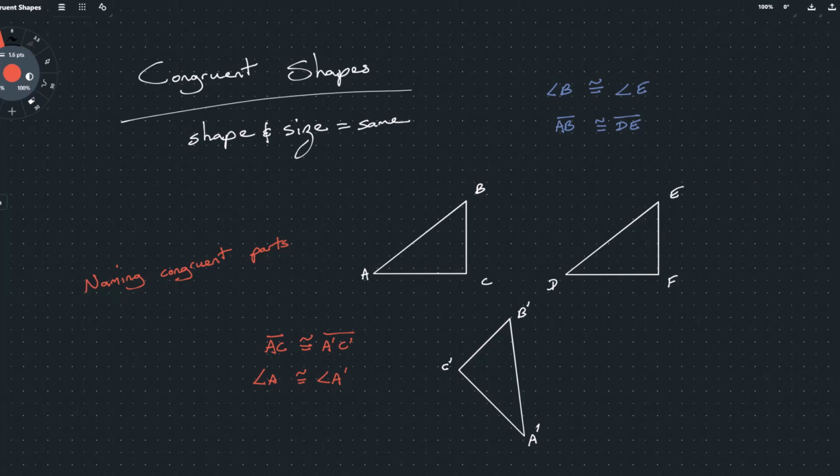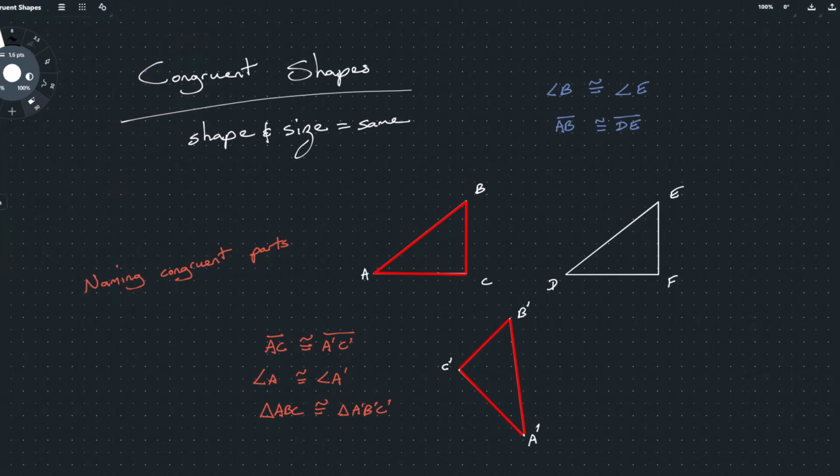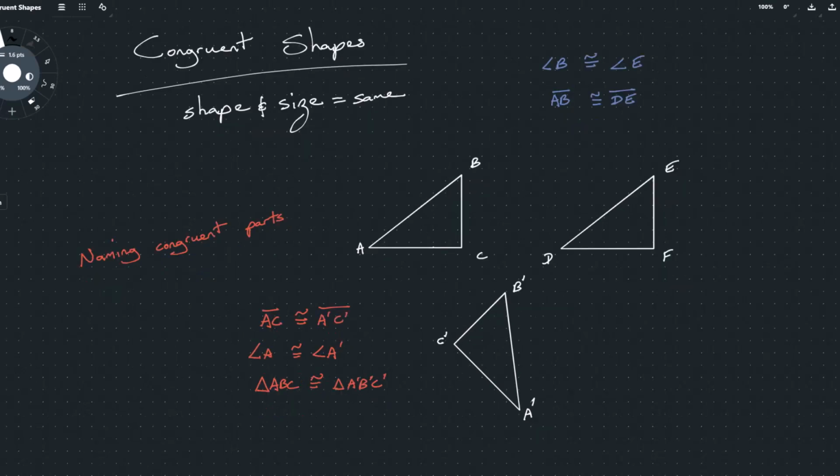I can in total say that triangle ABC will be congruent to triangle A prime B prime C prime, again listed in that order so that we do see that. That's the basic congruency idea and naming the congruent pieces. I want to be able to run with this a little bit more and find some congruent triangles and make sure that these are okay. Here we go.